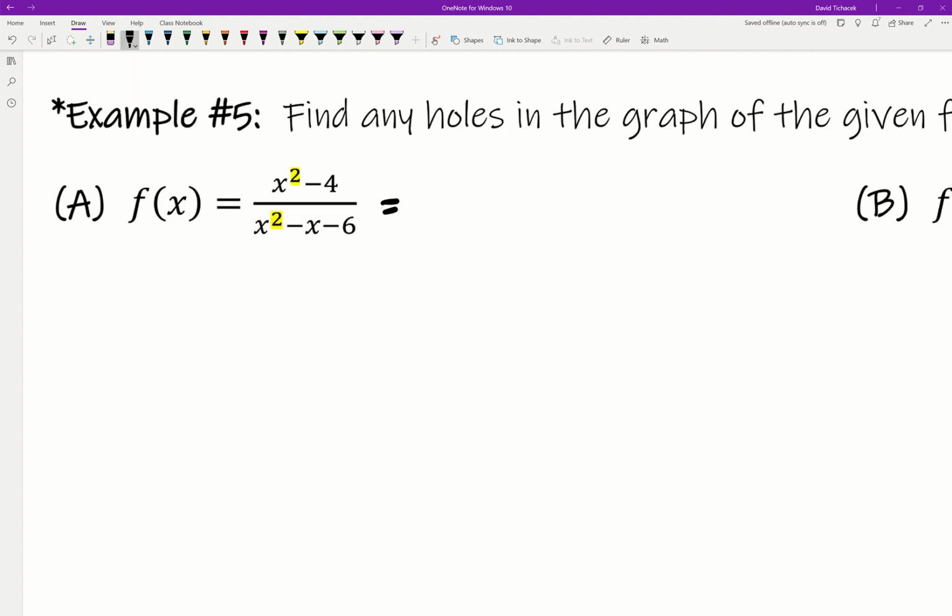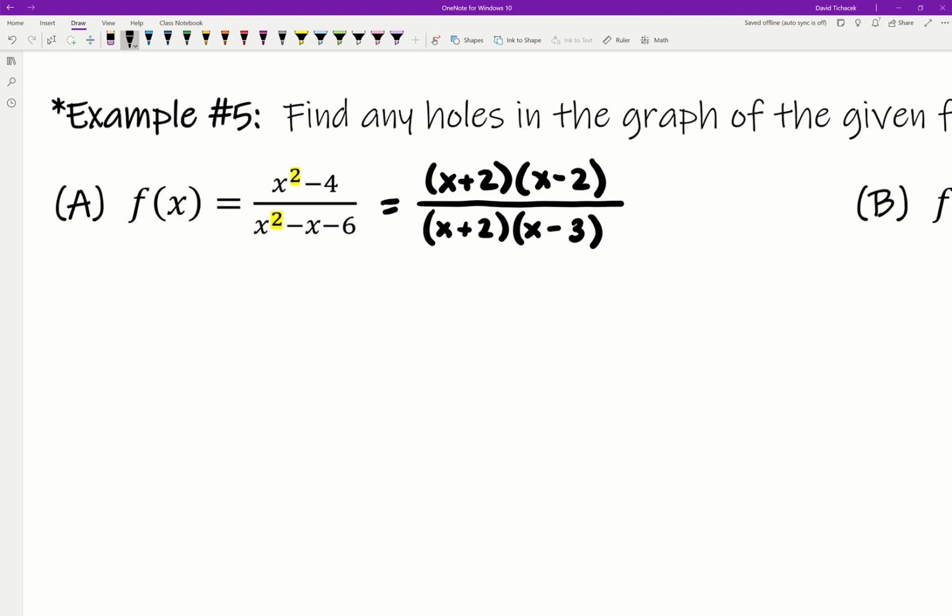It looks like the top is the difference of two squares. That would factor into x plus 2, x minus 2, and then the denominator, that's just a trinomial, so we could factor that into two sets of parentheses, x and x, and then some combination of 2 and 3 I think would work out nicely. How about a positive 2 and a negative 3? I think that would work out perfectly, okay? And so we have factored the numerator and the denominator, and so that's step 1.